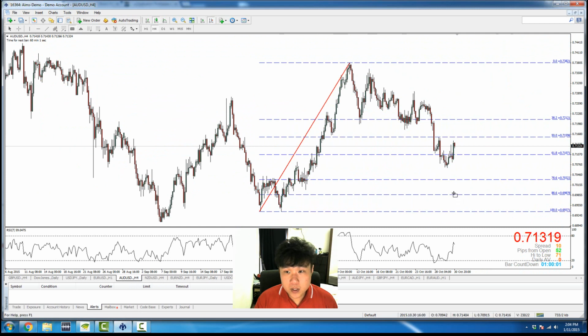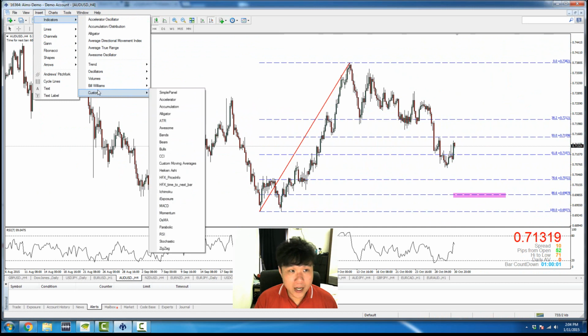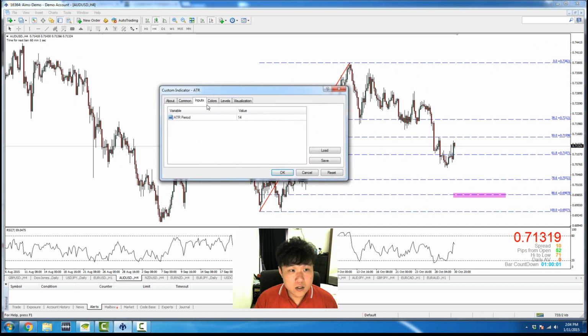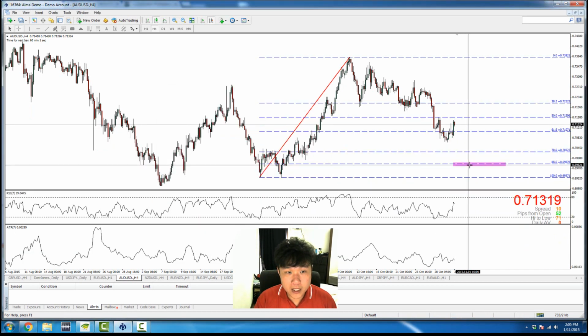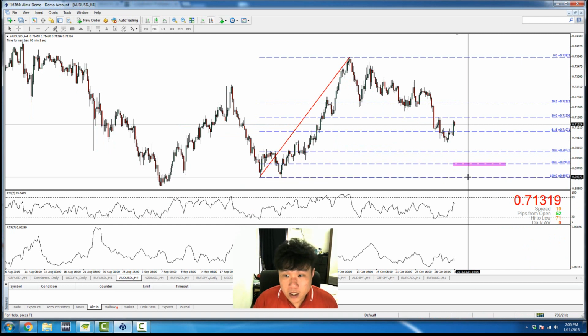X, A, B, C, D, 6980. So this is the zone that we highlighted to buy, and I'll put in the ATR. Settings will be 7 days. And I like my color to be black. Yep. So when price comes down here, you can enter long.